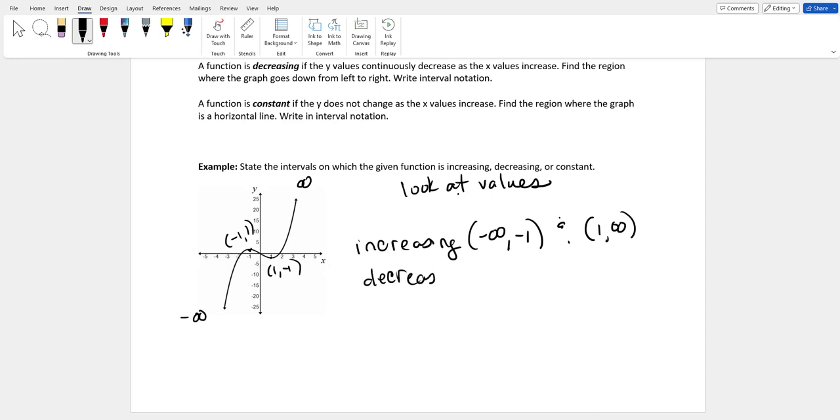Now let's talk about decreasing. From the point negative 1, 1 down to 1, negative 1 is a decrease, because as you can see, our graph goes down. We're going to write it in terms of the x values. So it decreases from negative 1 to 1. This graph is never constant. As you can see, there is no horizontal line.